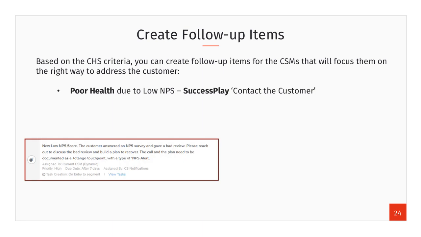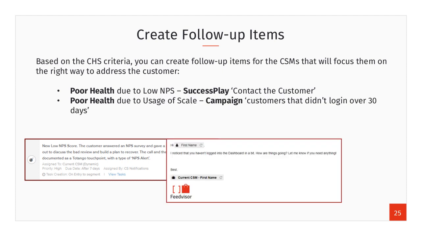So for example, if an account is marked as poor because it gave us a low NPS score, I'm triggering an automated success play for the CSM to contact the customer. He needs to contact the customer and understand what the bad feedback was. And once he completes the task, the health score will go back to what it was before. So this is just one example.